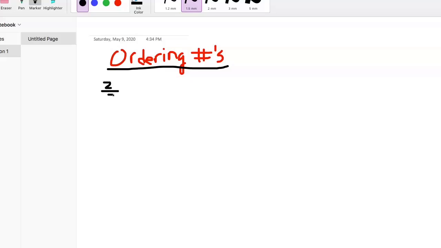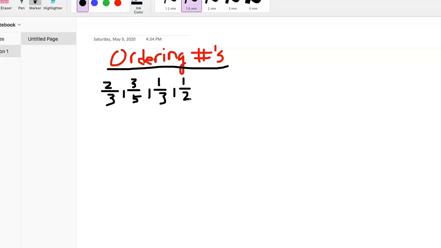Okay, so first we have 2/3, 3/5, 1/3, and 1/2. So you got all these different denominators. Denominator is the number at the bottom of the fraction, like the 3 and the 5 and the 3 and the 2. They're all different, so it's hard to compare them. And so what they're going to ask you is to order these from smallest to greatest.